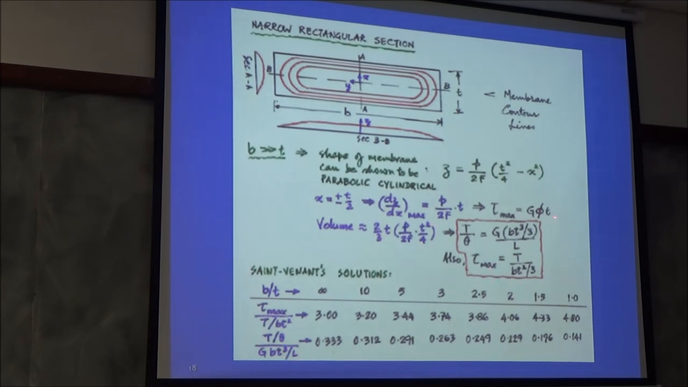So this is a measure of torsion stiffness, and this is a measure of shear stress. You need only two things. You have to find an expression for torsion stiffness and an expression for maximum shear stress. So this is a standard form.